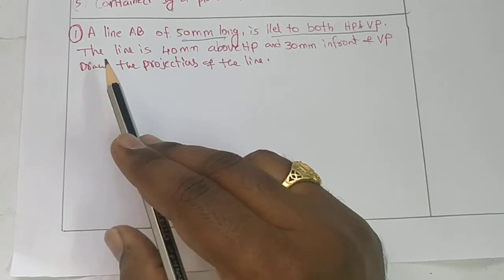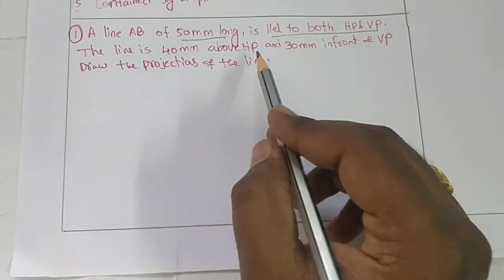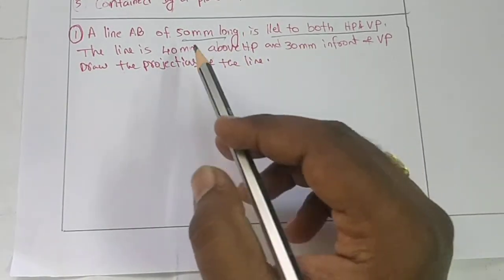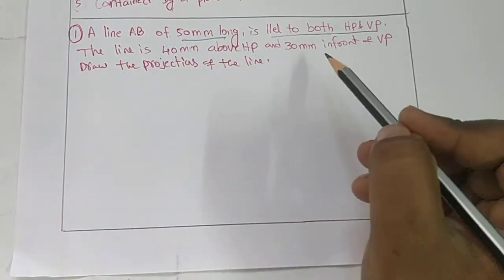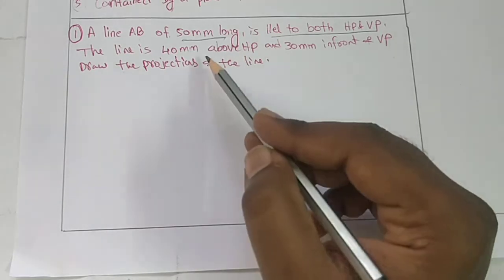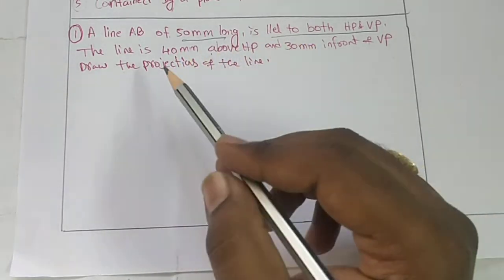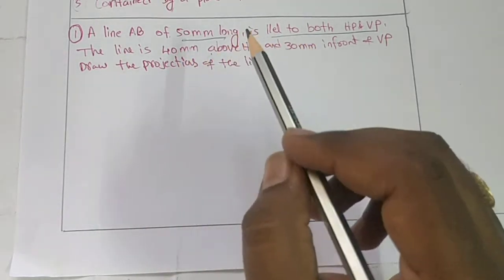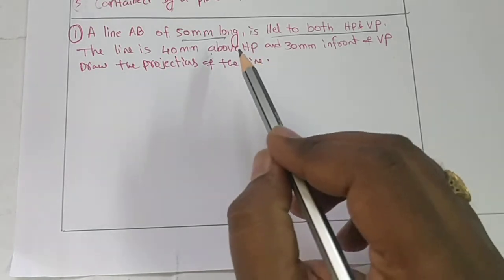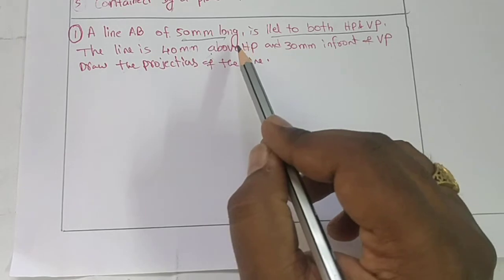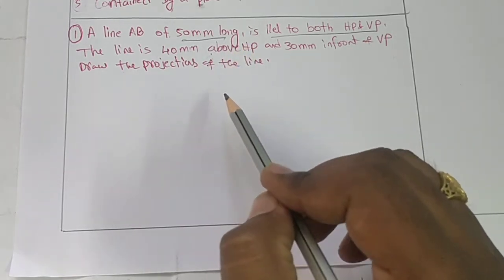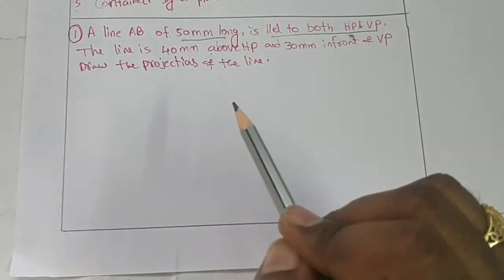Next, the line is 40 mm above HP and 30 mm in front of VP. From the horizontal plane it is 40 mm above, and from the vertical plane it is 30 mm in front of VP. Above HP, in front of VP, that means it is the first quadrant. The object is in the first quadrant. We have to identify this by using these two conditions.